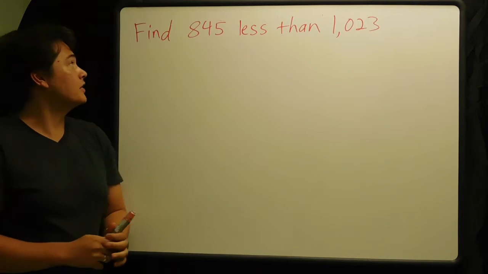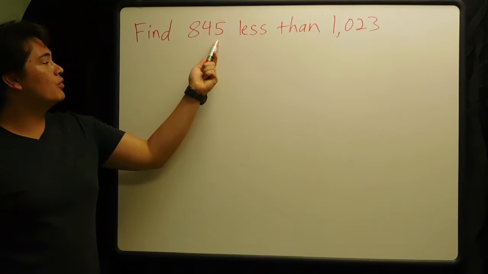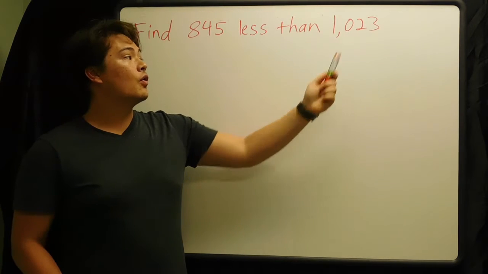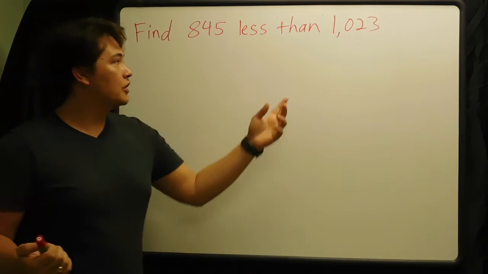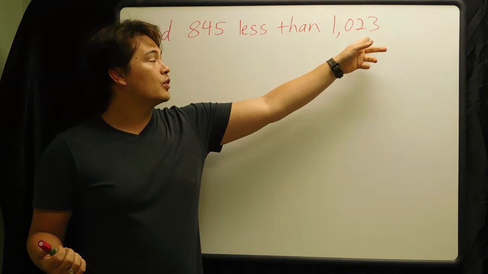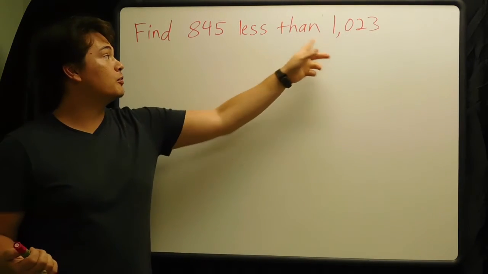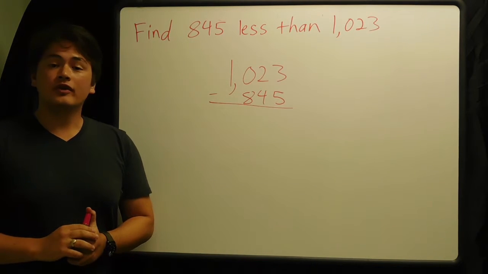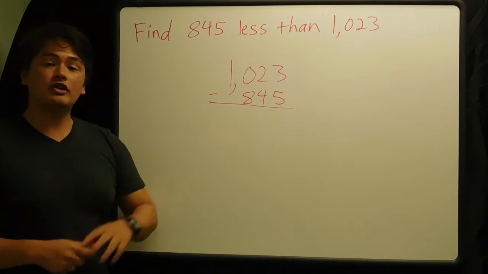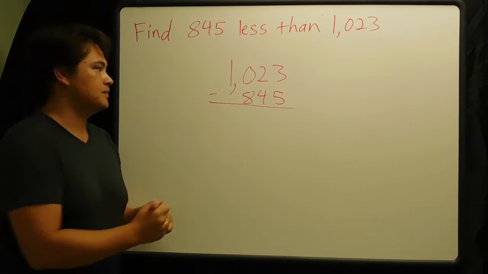This question is asking, find 845 less than 1,023. What we're going to do is we're going to line up 1,023 and it's going to be subtracted by 845. So now that we got it lined up, we're just going to be doing simple subtraction.